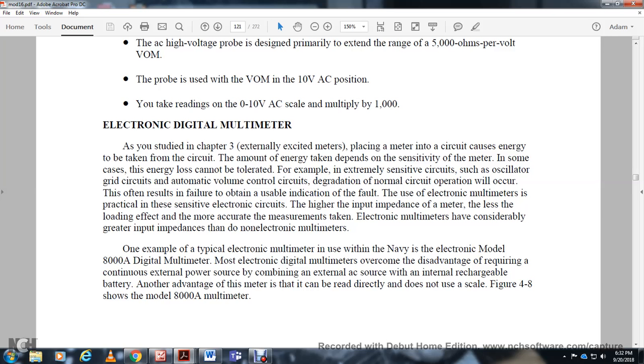Alright, as you study chapter 3 on the external side of the meter, play for the meter with the circuit, calculating the energy taken from the circuit. The energy taken depends on the sensitivity of the meter, and some energy loss can be tolerated. For example, with an extremely sensitive circuit, such as an oscillator circuit or the automatic volume control circuit, the normal circuit operation will be degraded.